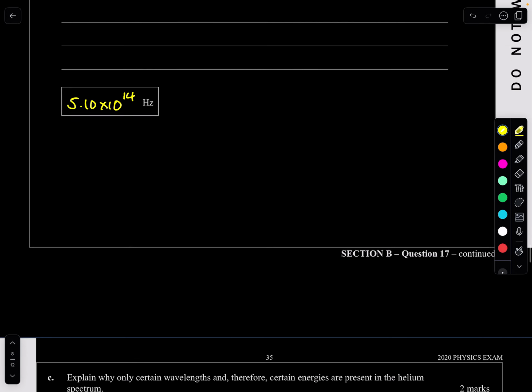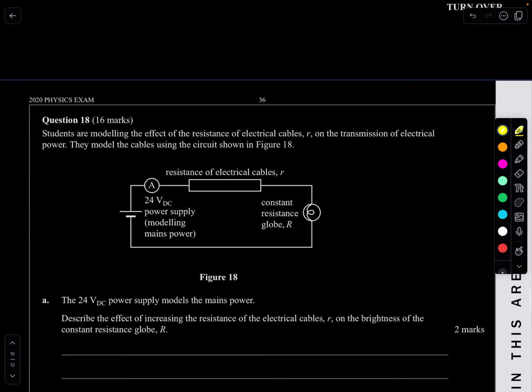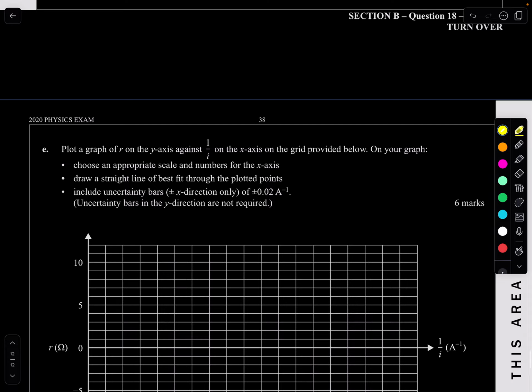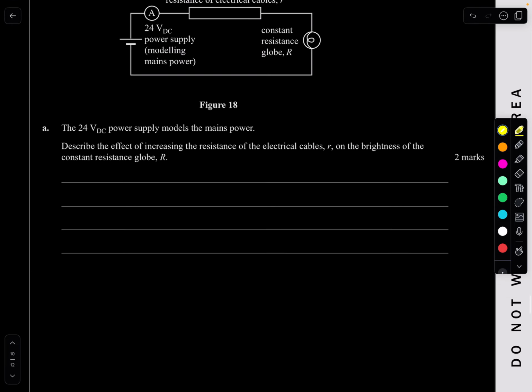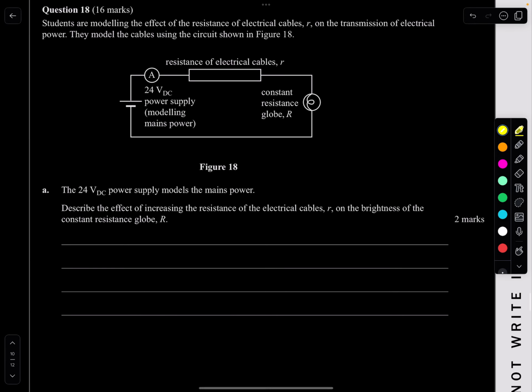That's it. Easy. Question 18, so that's the last question. Alright, let's smash through this. Students are modeling the effect of the resistance of electrical cable R on the transmission of electrical power. They model the cables using the circuit shown in figure 18. So we have power, resistance of electrical cable, and the resistance of the globe. The 24 volt DC power supply models the main power.